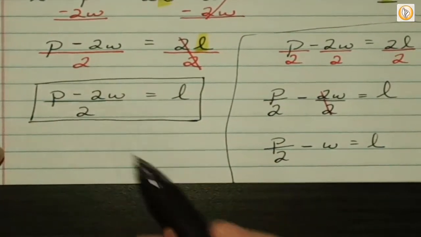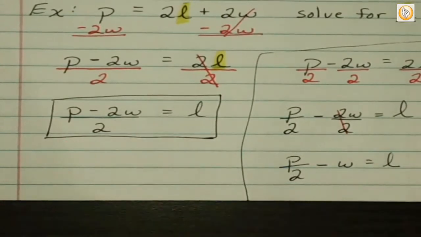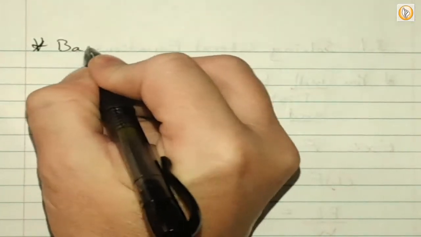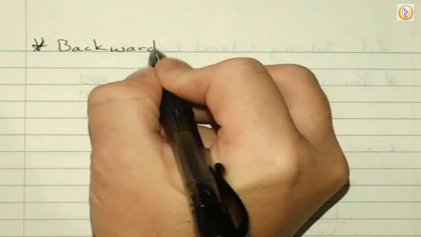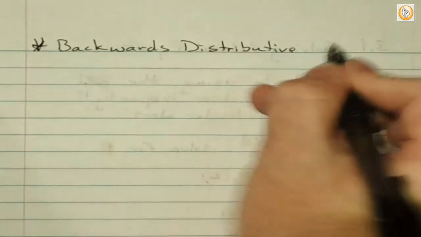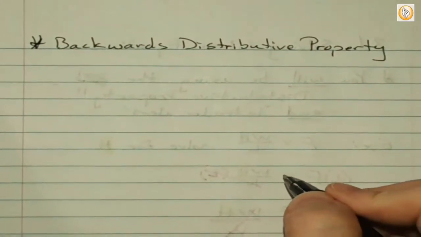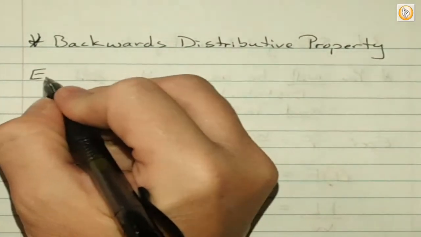Yeah, this is stressing me out already. Any questions about what we did? Everyone have it? Okay. Now this is going to maybe challenge your brains. I call this backwards distributive property. Question? No? Fair enough.